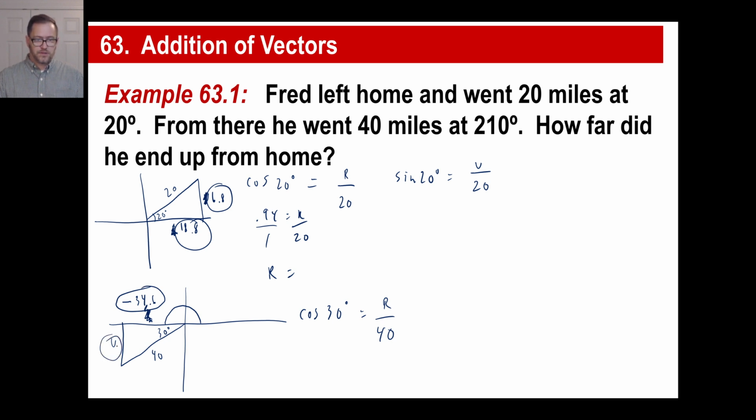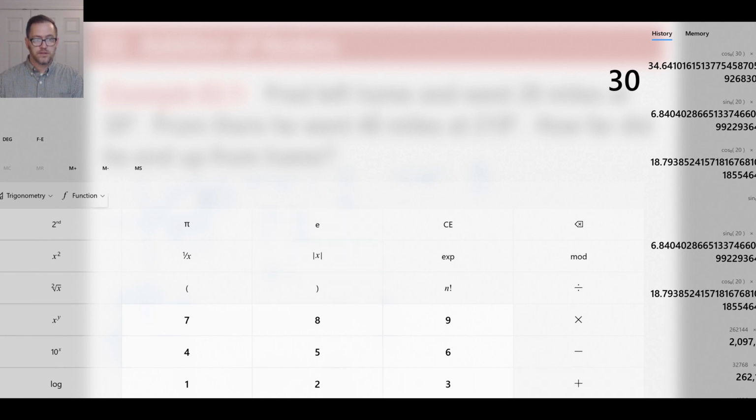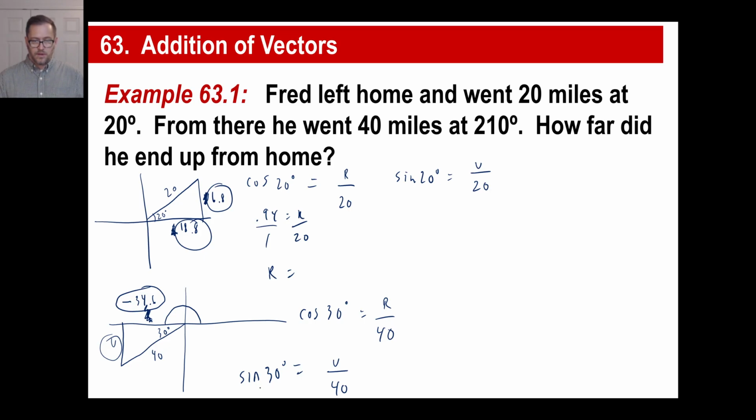And we have the opposite over the hypotenuse, and that is sine. So sine of 30 degrees equals the opposite over the hypotenuse. Well, let's find out what sine of 30 degrees is. I'm sure it's a real nice number. There it is, 0.5. Okay. Then, of course, we're going to multiply. We'll have 0.5 equals u over 40, and that will give us, if we cross multiply, 20. So this is 20. And, by the way, since we're going down on the y-axis, it is a negative 20.